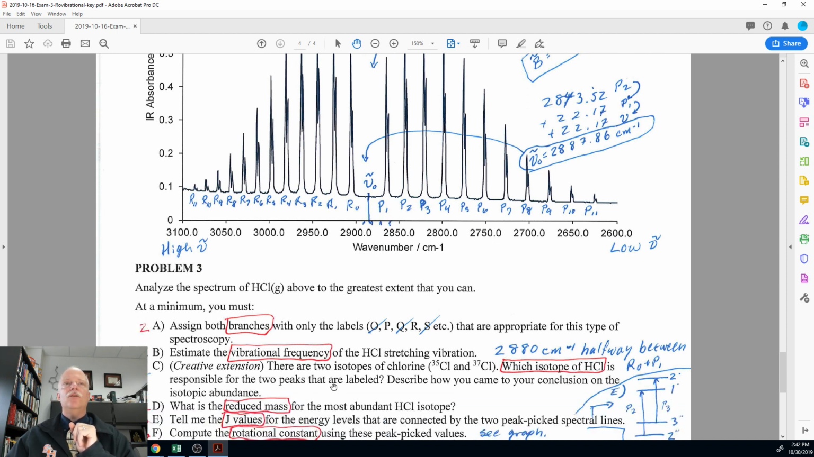Okay, so this is a creative extension. This means it's a problem that you've never seen in this class before. You may have seen it in Gen Chem though, and that is, there are two isotopes of chlorine, 35 and 37. Which isotope of HCl is responsible for the two peaks that are labeled? Describe how you came to your conclusion on the isotopic abundance.